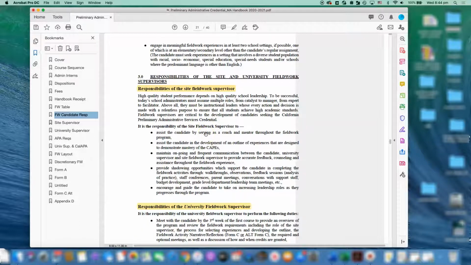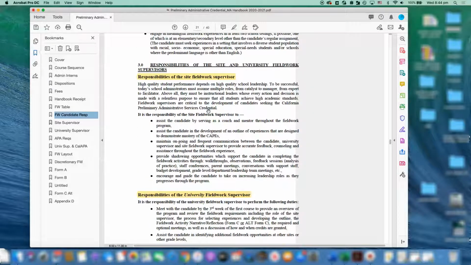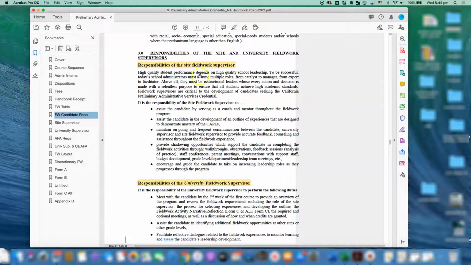When you are choosing who your site fieldwork supervisor is, they're likely going to say, well, what do I have to do? Well, you can refer them to page 21, give them a copy of the handbook, and have them take a look at page 21, or you can just do a screenshot of page 21 so they know what the responsibilities are. So their job is to assist you, serving as a coach and a mentor on a school site that you are familiar with, where they are familiar with students and staff, so that you can do fieldwork and complete your assessment, your APA, through showing what you know through videos and holding meetings and such, whatever is required of that particular APA.